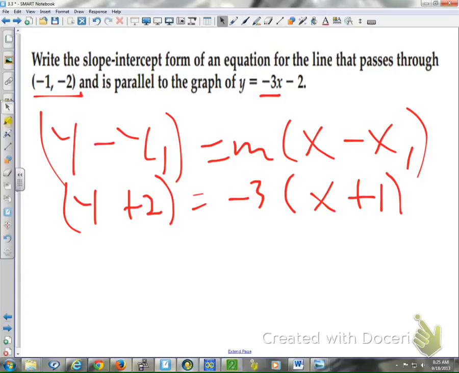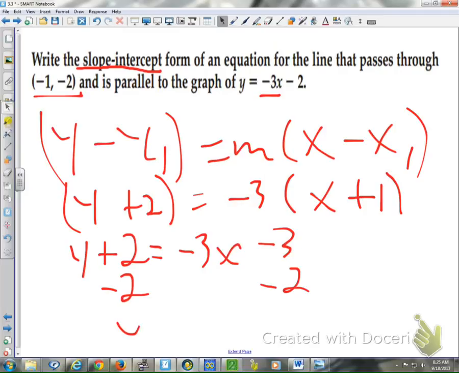But it actually wants our answer in slope-intercept form. So what do we have to do? Solve for y, that's right. So y plus 2 equals -3x minus 3 when you distribute. Now what do I need to do? Minus 2. Done. Y equals -3x minus 5.